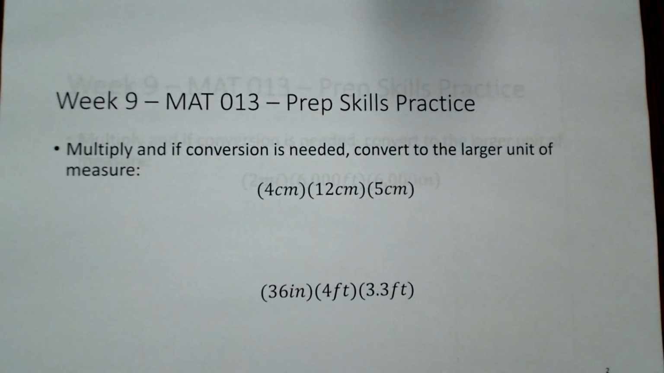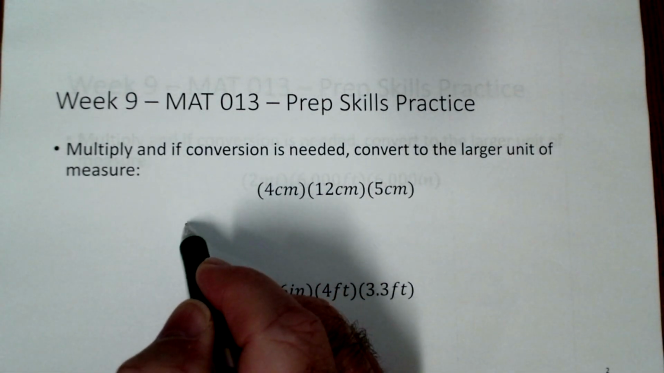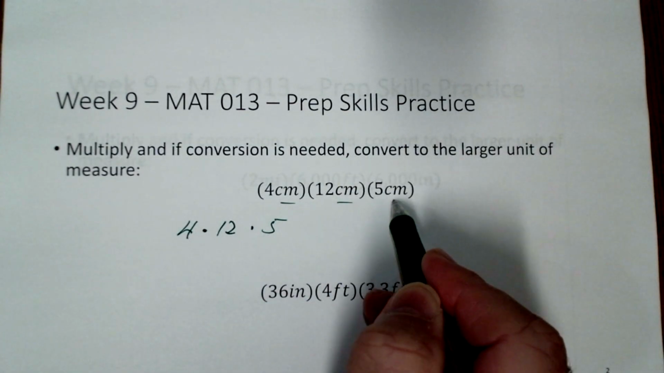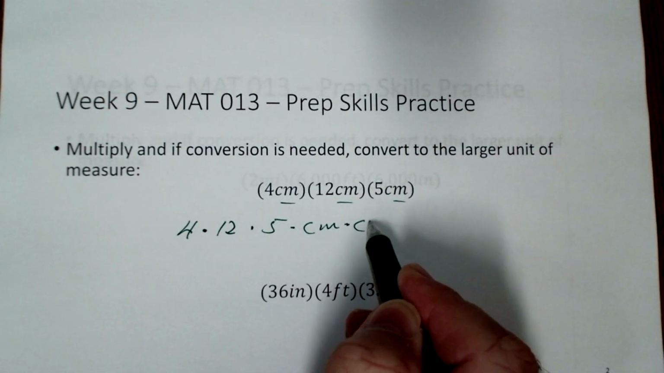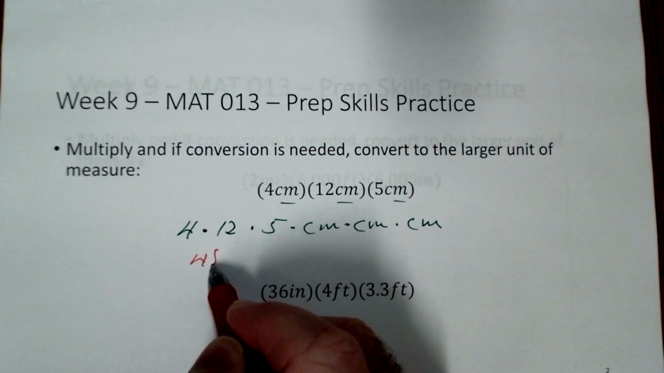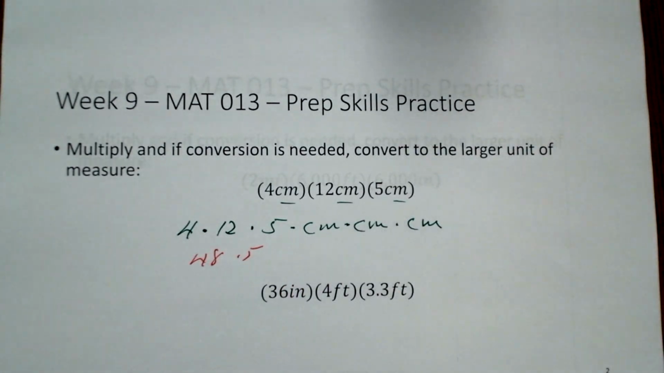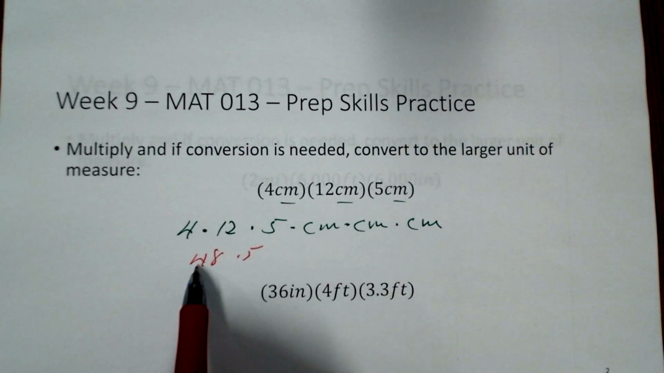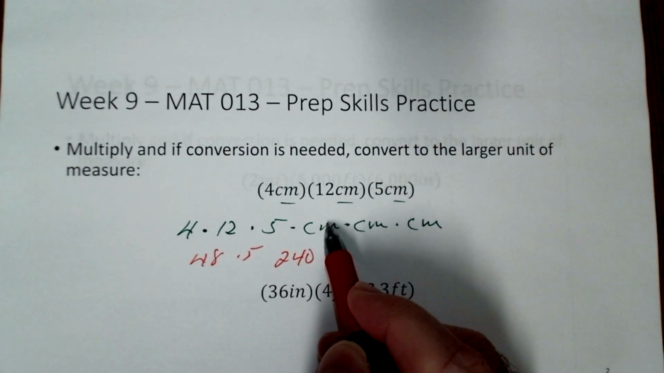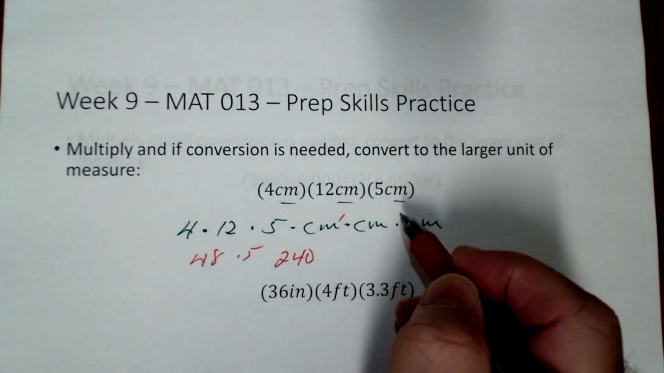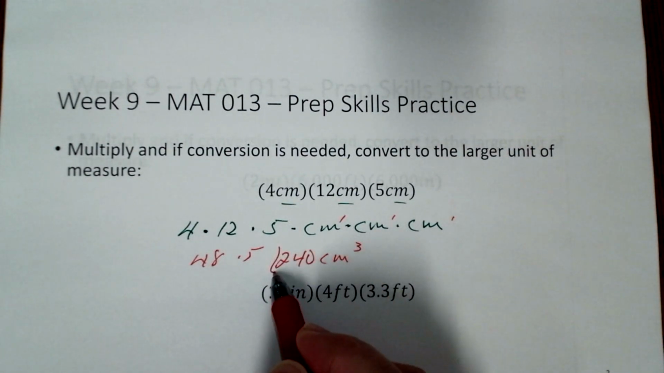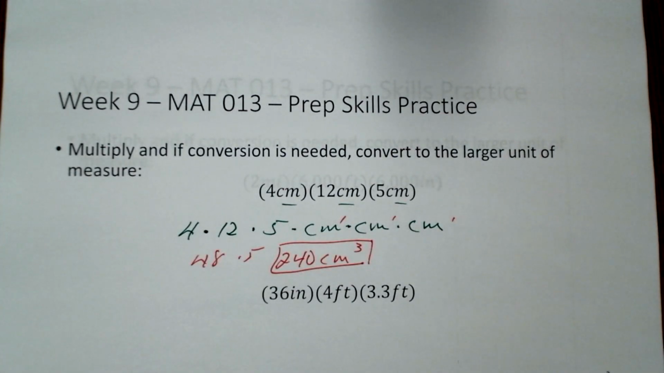There's a multitude of ways to do this. A very simplistic way is to deal with the numbers first: 4 times 12 times 5, and then we'll deal with the units of measure. We'll simply go centimeter times centimeter times centimeter. If we go 4 times 12, we get 48, and then times 5. What's 5 times 48? 5 times 40 is 200, 5 times 8 is 40, so 240. And this is centimeter, centimeter, centimeter, so it becomes centimeter cubed. That would be the answer to this one.